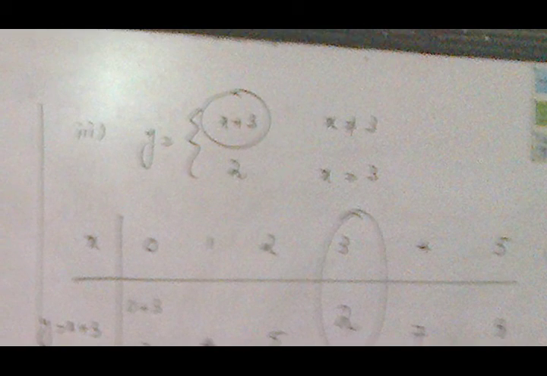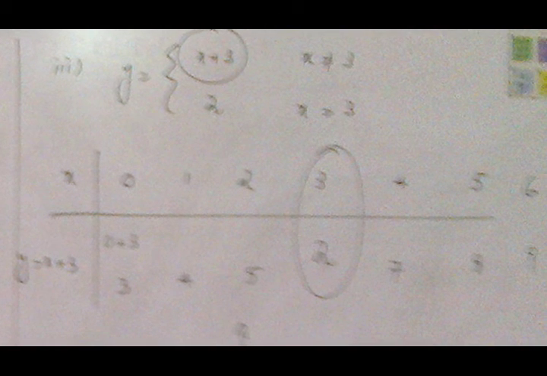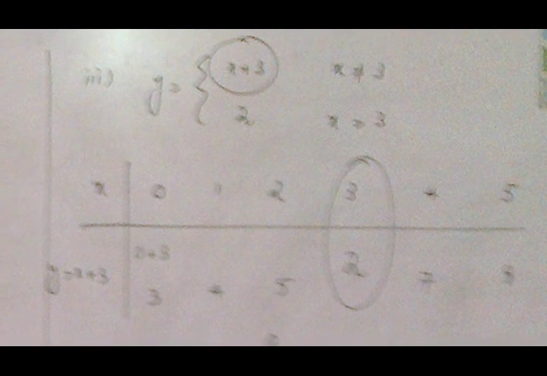Next we have a function x plus 3, and 2, where x is not equal to 3. We have function x plus 3, and for x equal to 3 we have a value 2. Here again the limit is 3, therefore we mark 3 in between and 3 values on the left side and 3 on the right hand side. Now for value 3 we have 2, and other values we put in the function x plus 3. When we put 0 it becomes 3, when we put 1 it becomes 4, and same for other values.